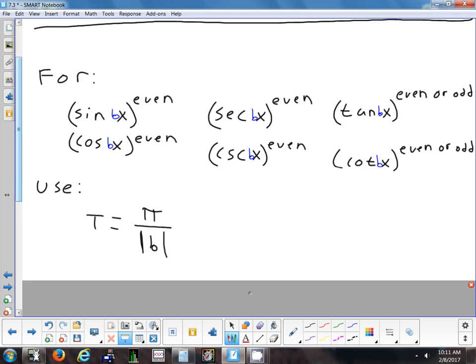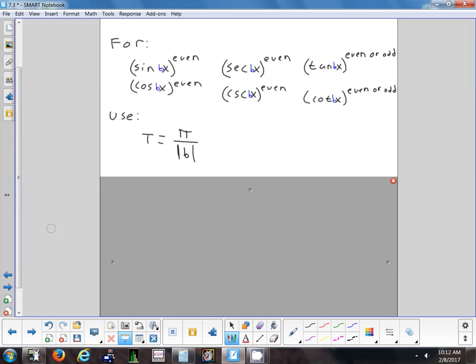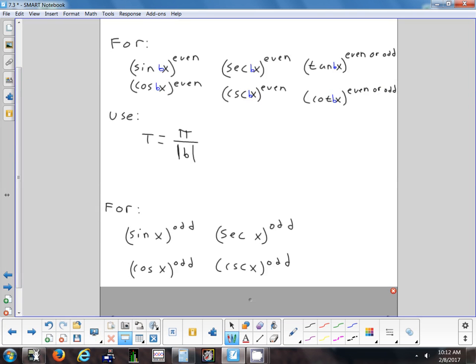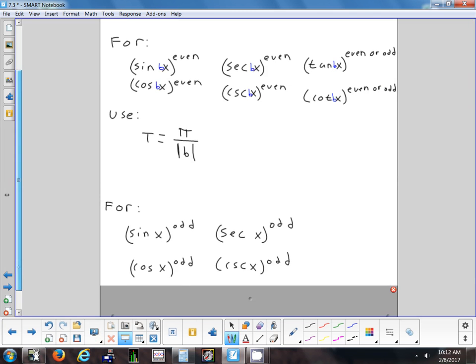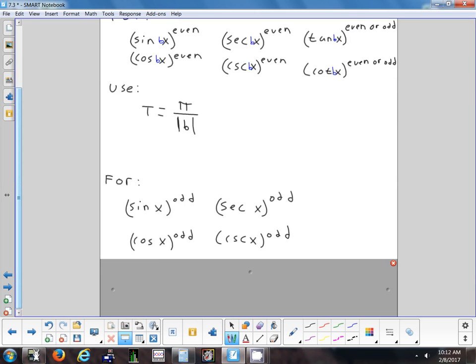So what's missing here? There's 4 cases here that are left out. The odds, right? Sine, cosine, secant, and cosecant to an odd power. So if you have sine, cosine, secant, or cosecant to an odd power, and maybe you can come up with a shorter way to write this, I don't know. The formula is not pi over b. Anyone have a guess what it's going to be?